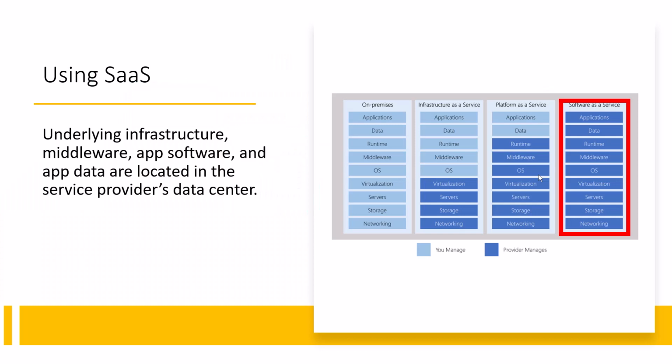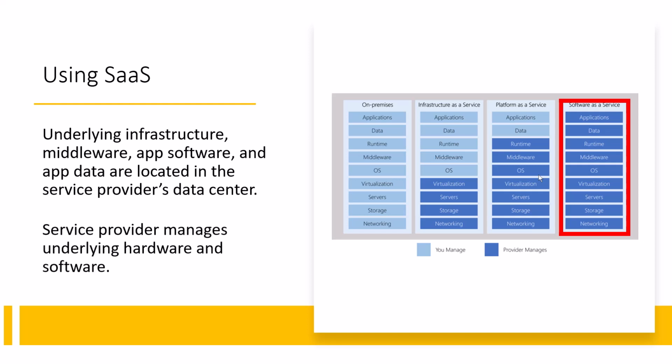The underlying infrastructure, the underlying hardware, the middleware, the app software and even the app data are located in the service provider's data center. The service provider, in this case Microsoft Azure, provides and manages that hardware and software, and with the appropriate service agreement in place, ensures that the availability and security of the app is what you would expect, along with the security and availability of your data.